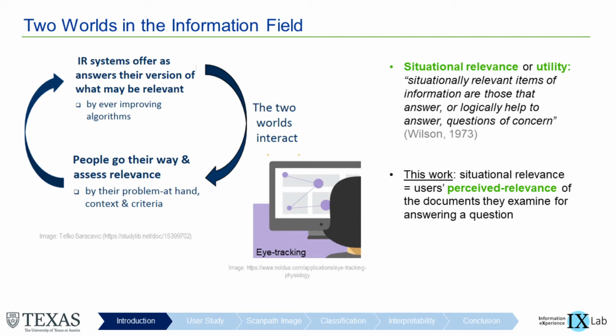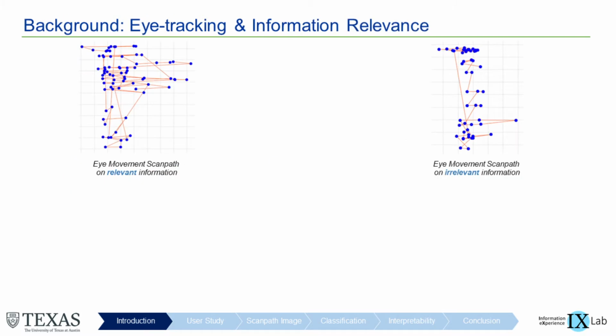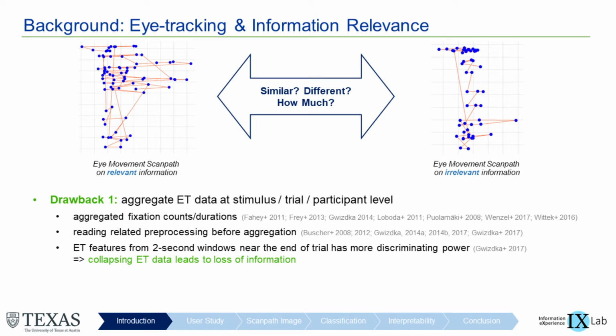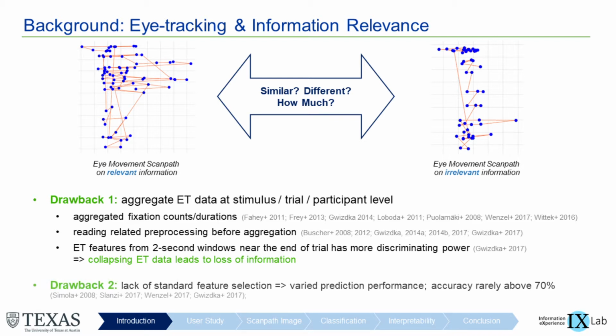Eye tracking provides an interesting avenue to observe users while they interact with information systems. Eye tracking provides insights about a user's attention in real time. There is a rich body of literature exploring relevance prediction using eye tracking. However, because we still do not have a standard method of comparing groups of scan paths holistically, most of the past efforts resorted to aggregating the eye tracking data at stimulus, trial, or participant levels, which led to data loss. Also, lack of standard feature selection methods resulted in varied prediction performance.